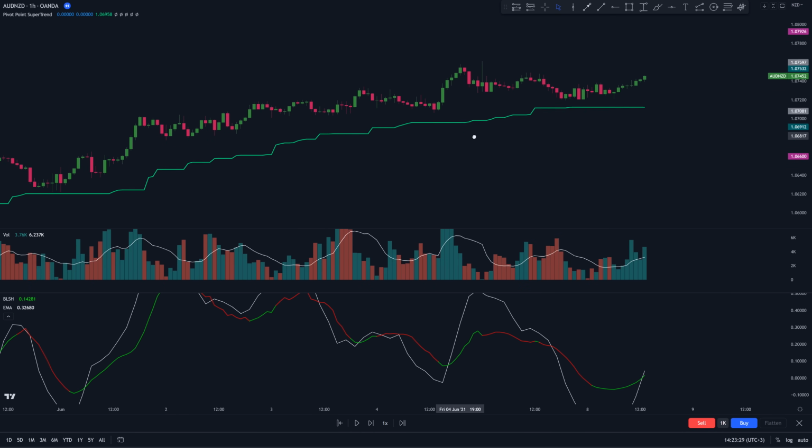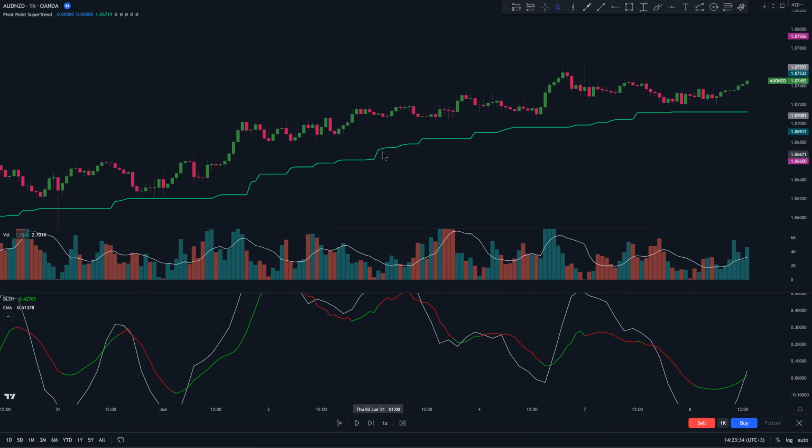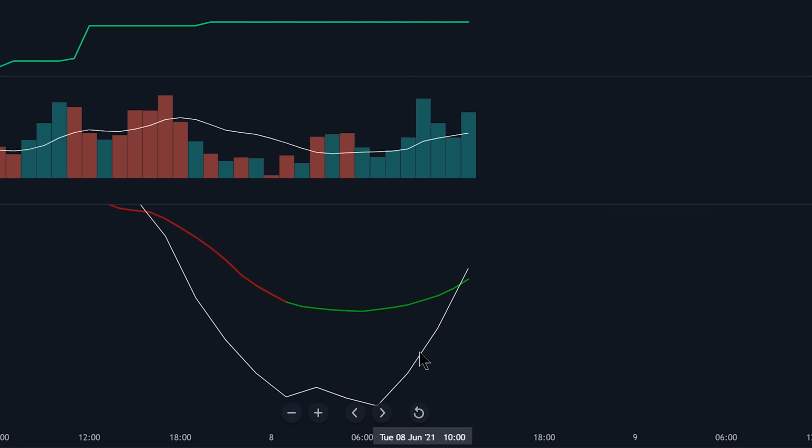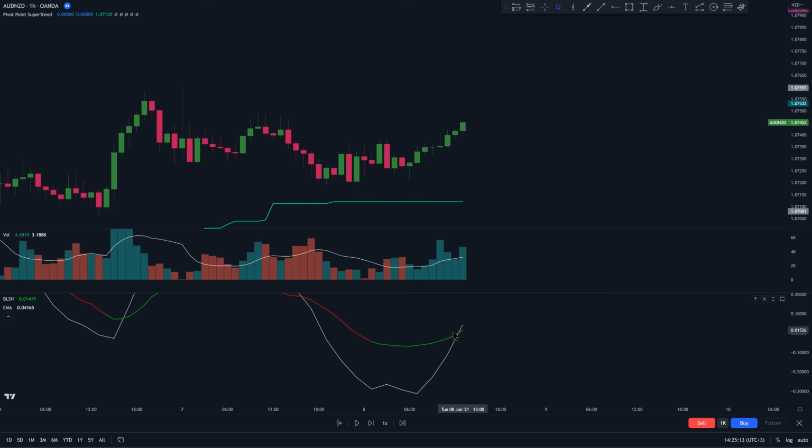Now, to trade using this strategy, here's how we're going to do it. For a long trade, first, the pivot point supertrend should be colored green and the price should be trading above it to indicate a long-term bullish trend. Second, this white EMA should cross above the buy low, sell high indicator. And during the crossover, the buy low, sell high indicator should be colored green. This indicates a shift in market momentum from bearish to bullish. And this crossover right here is going to become our entry signal.